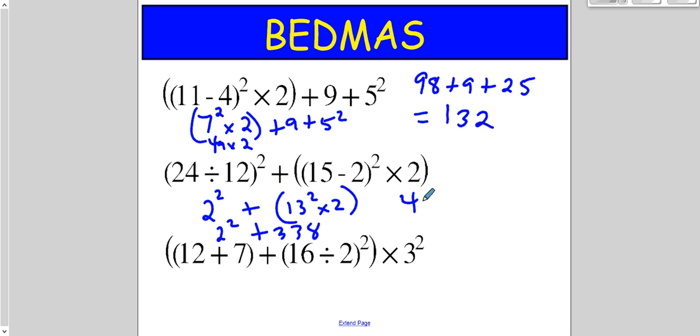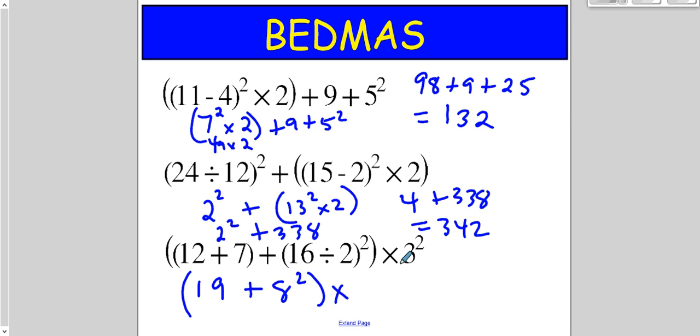2 squared is equal to 4. 4 plus 338 is going to be 342. Okay, and down here we get 12 plus 7, which is 19, plus 16. Oh, I'm going to put a bracket here. 16 divided by 2, which is 8, and 8 squared. And then we have times 3 squared, so times 9.